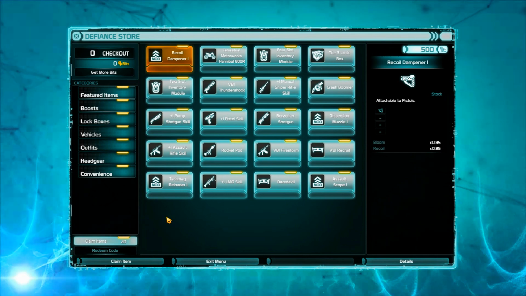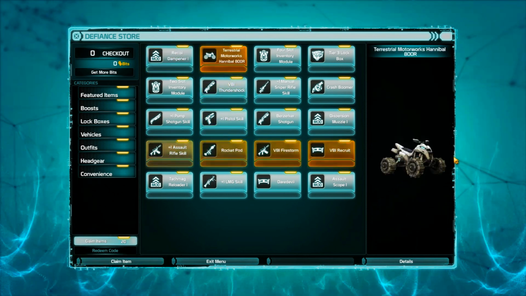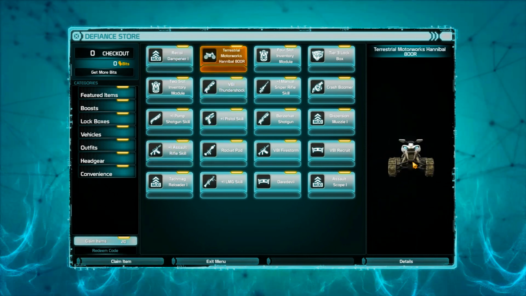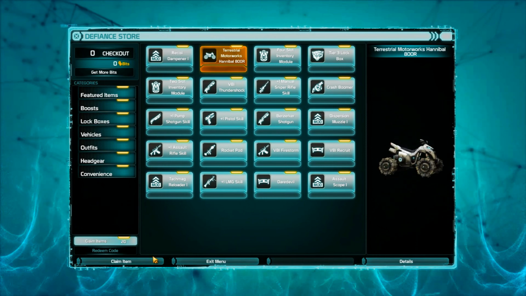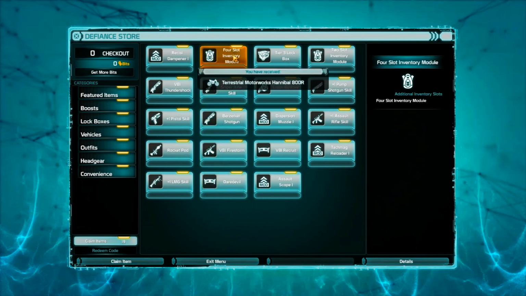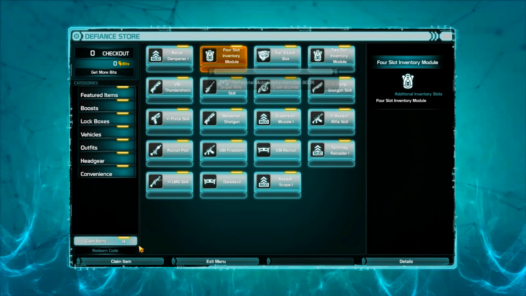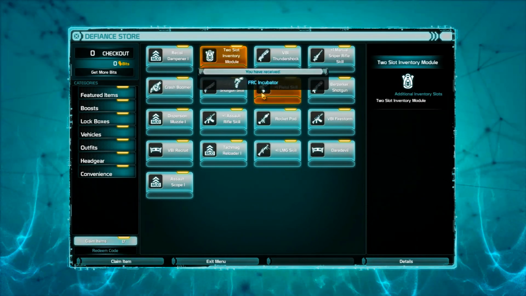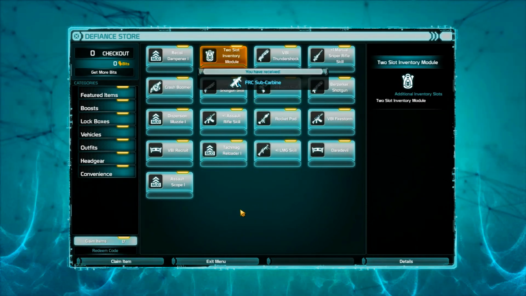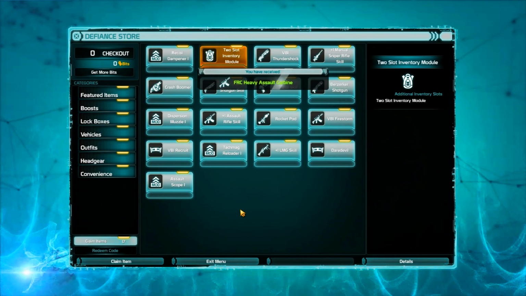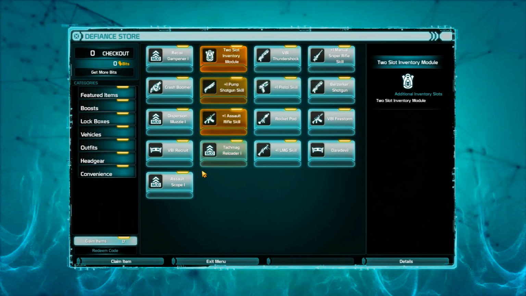Guys, as you can see, we are at the Defiance store now. I am claiming a bunch of stuff. We got some mounts, some ATVs, we got inventory slots, we got skills for our guns, we have a bunch of guns and titles as well. Now, you may be wondering, well, what the hell is this? Well, guys, these are Arkfall codes I used in order to get this stuff. Yes, Arkfall codes. Now, you may be wondering, what the hell are Arkfall codes?